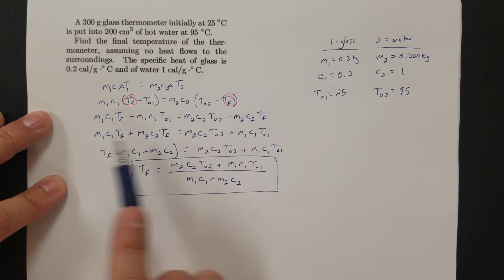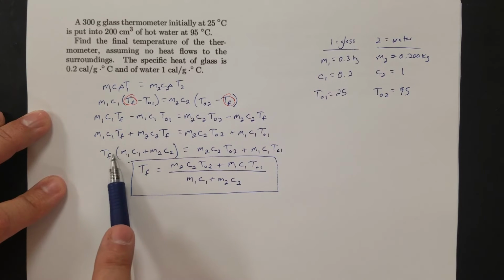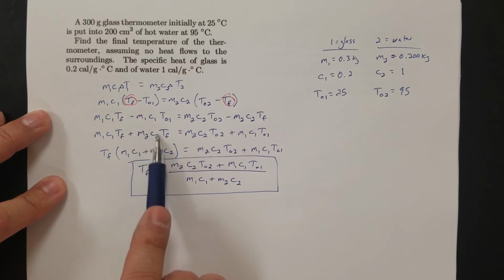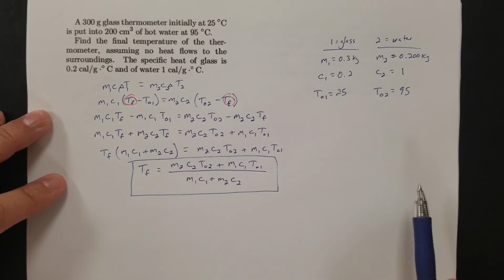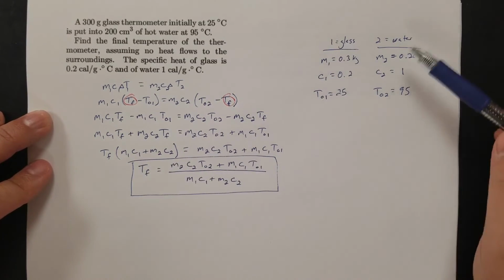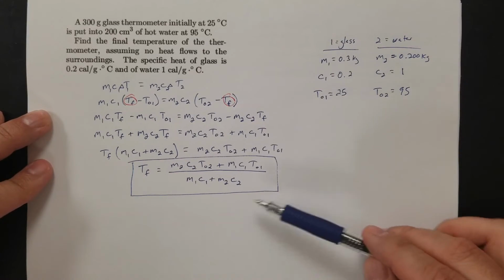And then here, now I have my two TFs, so I pulled those out. So it's T final times M1C1 plus M2C2, right? And now I have my TF by itself, so I divide over to get it. And once you're here, now that you made this nice little table, you can just plug your numbers in and solve, right?